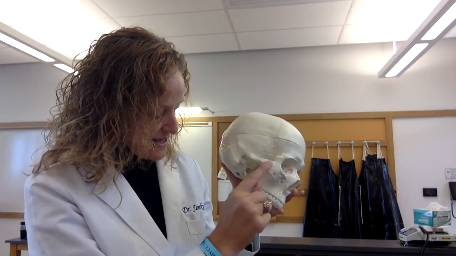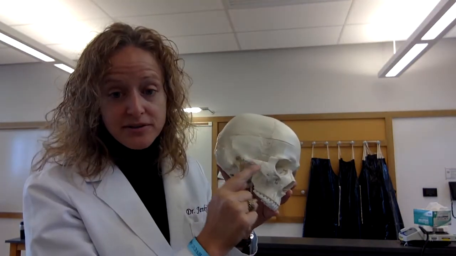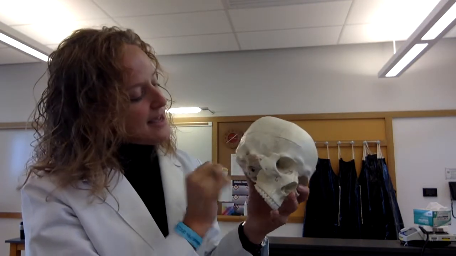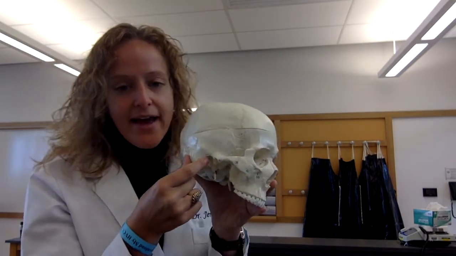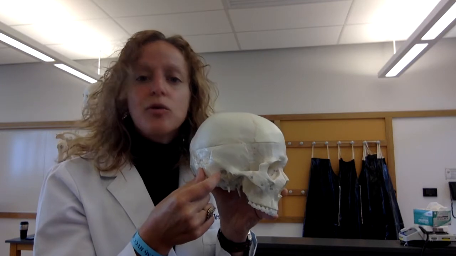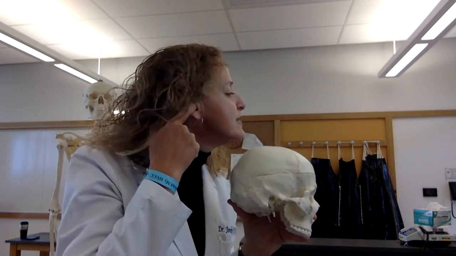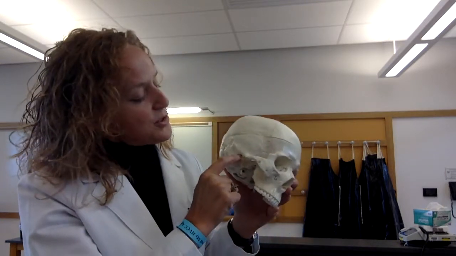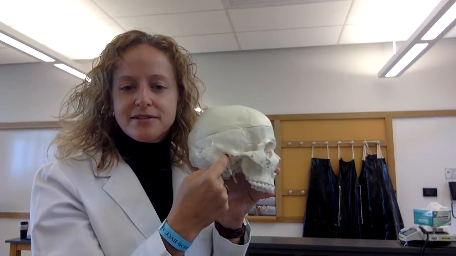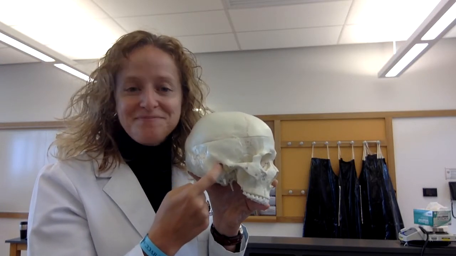Then we have the zygomatic process. This is your cheekbone. Zygomatic. So you think about cheekbone, zygomatic process. And then we have the external acoustic meatus. Meatus is a narrow opening. This is our ear hole. I need to show you my ear hole. External auditory or acoustic meatus. Ear hole, my friends. Ear hole. Okay? Good. Let's go to the next bone.